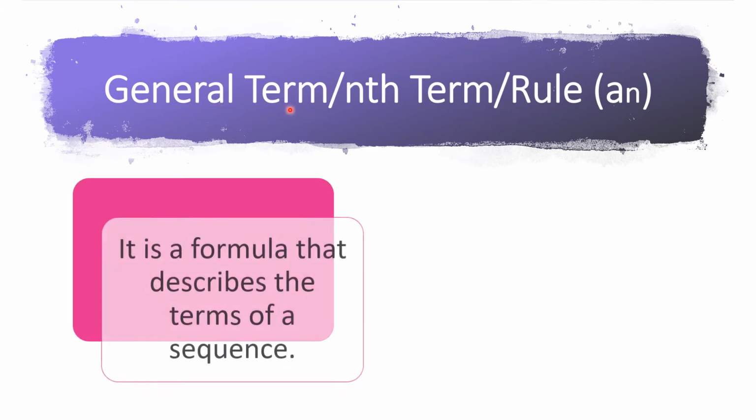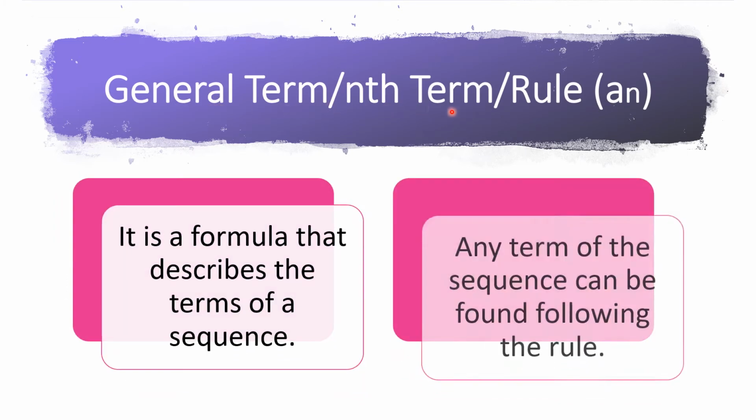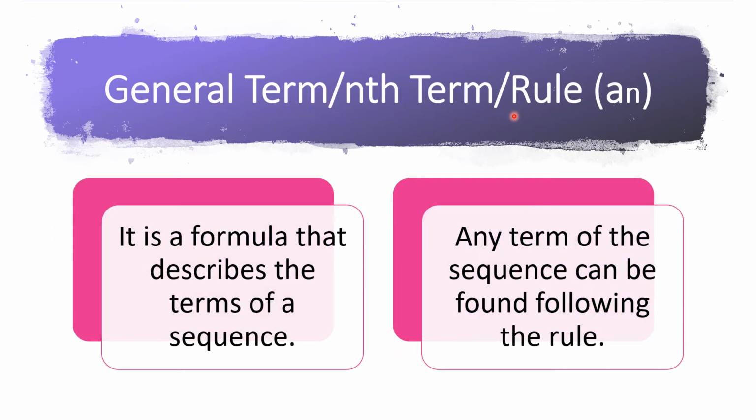What is a general term or nth term or rule of a sequence, which is denoted by a sub n? It is a formula that describes the terms of a sequence. Ibig sabihin ng formula, ito ay isang equation na nagpapakita kung paanong equally related ang value ng nth term or ng a sub n sa kaniyang position or order in the sequence.